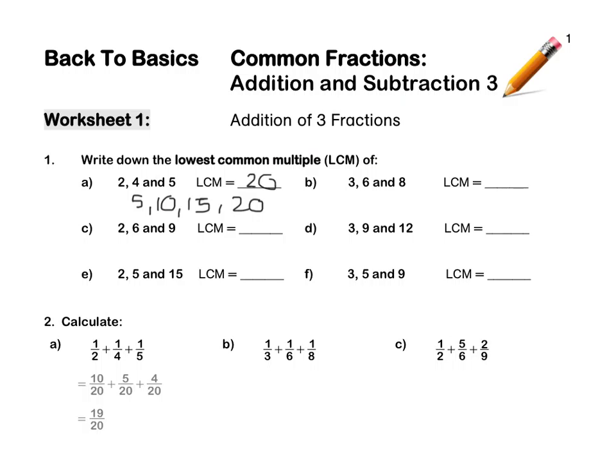For our next question, let's do E together. Let's always start with our largest multiple, which is 15. So, 15, then 30. Let's stop right there. 30 is a multiple of 2, and 30 is also a multiple of 5. Therefore, the lowest common multiple is 30. Press pause to complete question 1 by yourself.